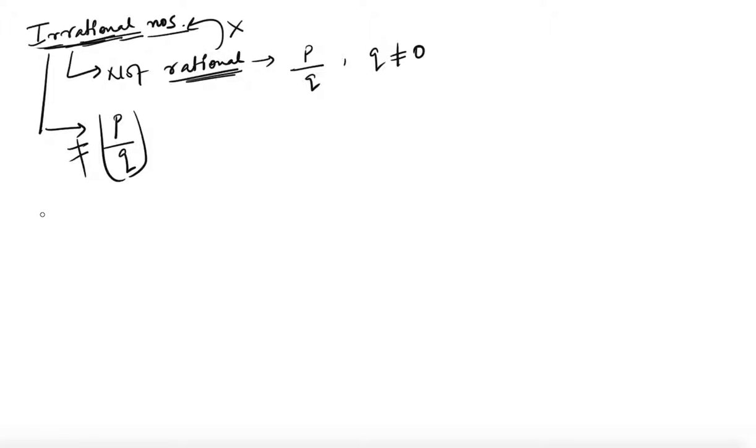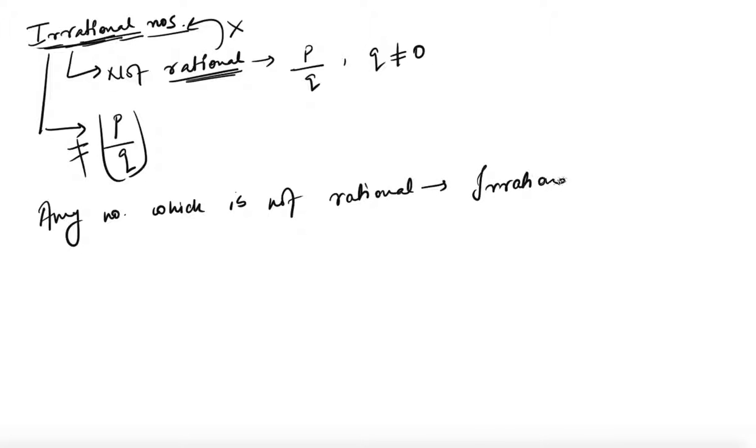Let me write that for you. Any number which is not rational is an irrational number. First thing. So now you know that irrational numbers cannot be represented in the form of p by q.